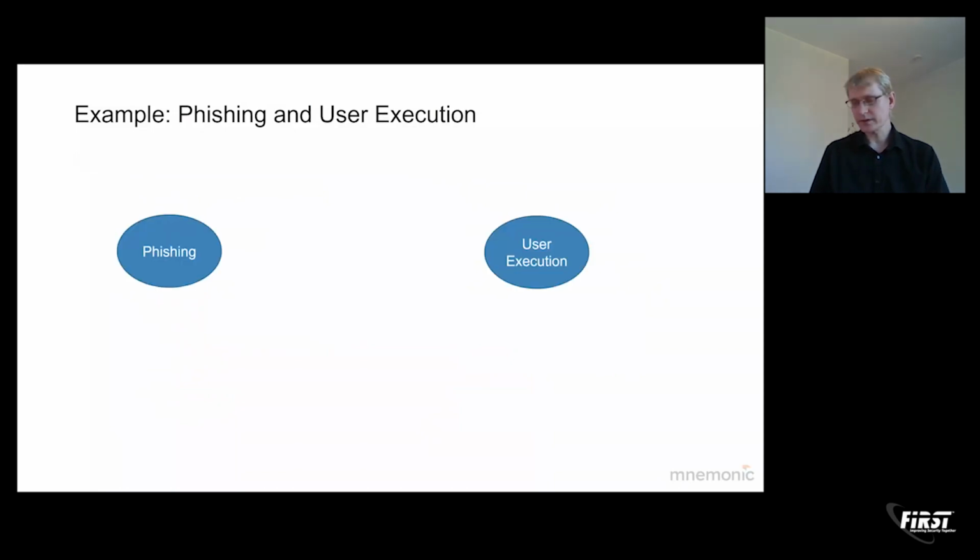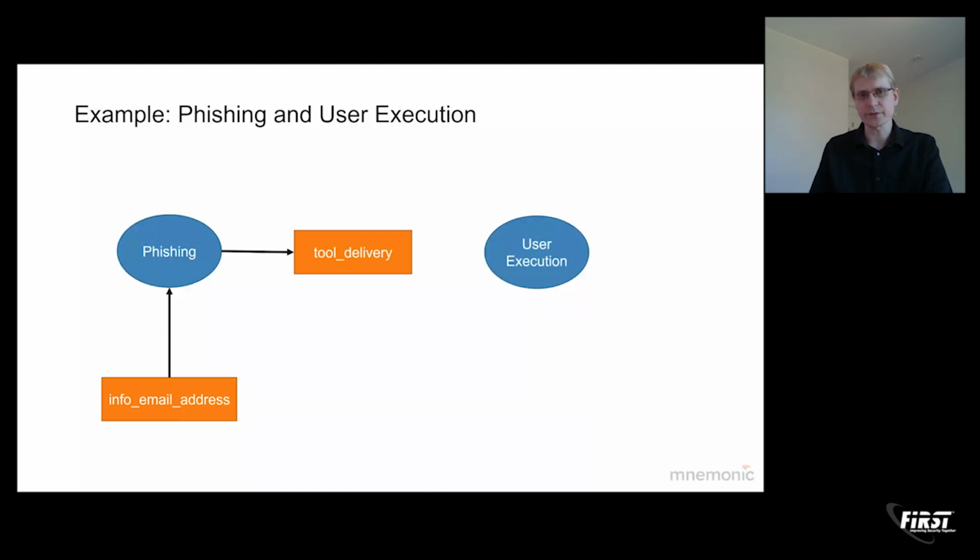Another, a little bit more elaborate example with 2 techniques. Here we have the phishing technique and the user execution technique. The first promise I'll show is info email address. This promise represents the knowledge of a valid email address in the target organization, and you see an incoming arrow to phishing. That means that phishing requires info email address in order to execute. Once executed, phishing provides tool delivery.